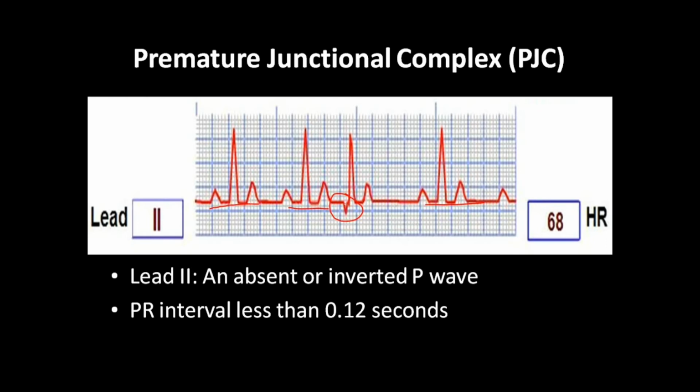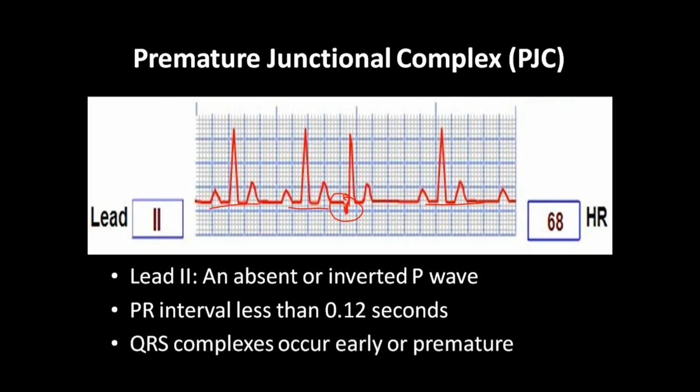Here the P wave is seen and the R wave. It is appearing, I think, within one small box, which equals 0.04 second. So the PR interval will be less than 0.12 second. A very rapid PR interval is seen here. And the QRS complexes occur early or prematurely. Okay, in this case after a P wave, immediately a QRS complex occurs.